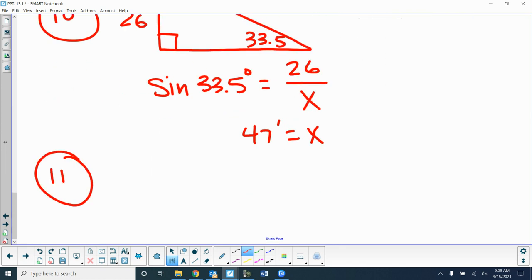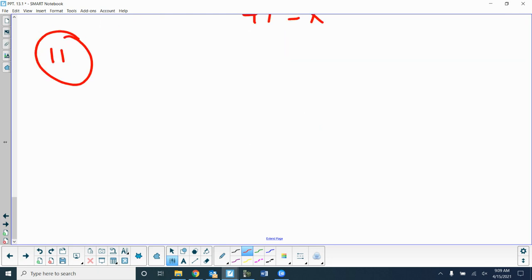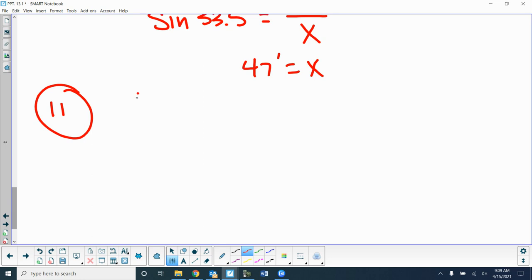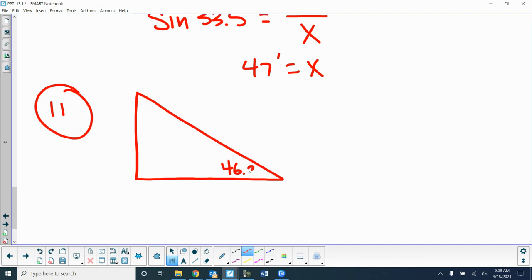All right, number 11 says the surveyor stands 150 feet from the base of a viaduct and measures the angle of elevation to be 46.2. So a viaduct's like a bridge. So the angle that he's looking up to the top is 46.2. He's 150 feet away from it. His eye level is 6 feet above the ground. What's the height of the viaduct?